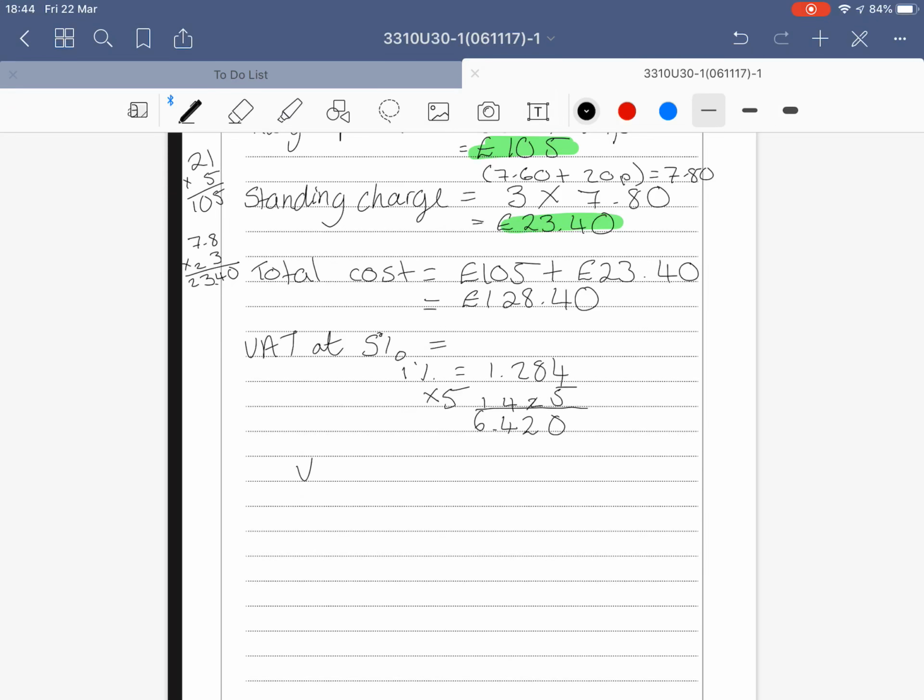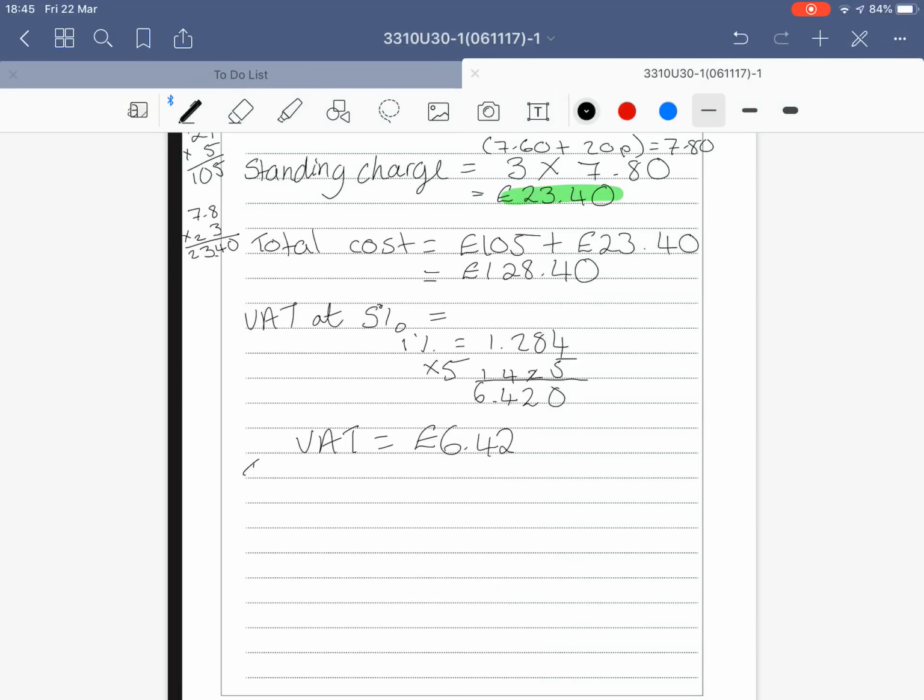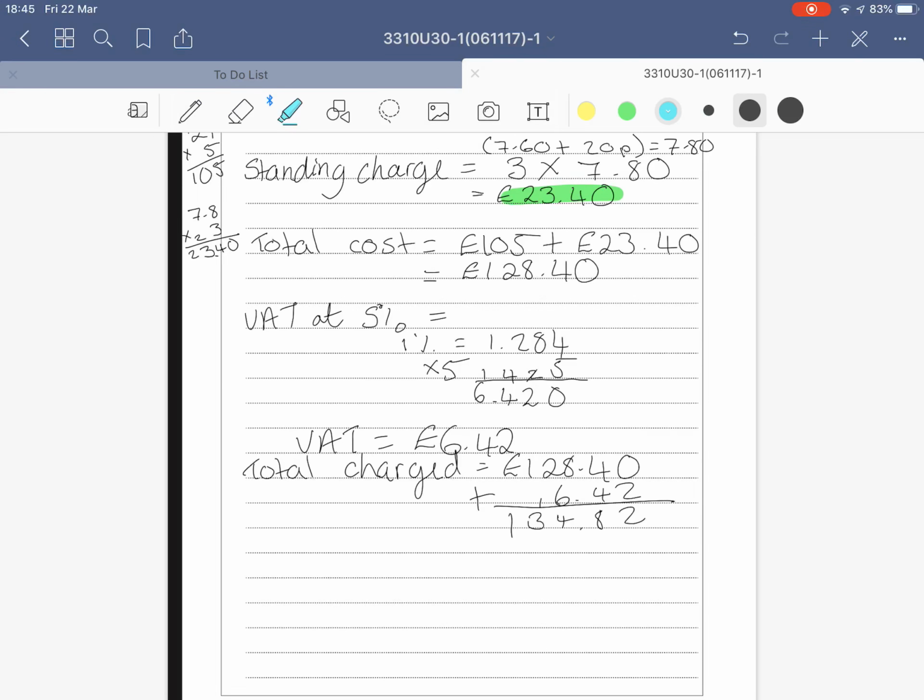So let me write that in. VAT is £6.42. So the total charged is going to be 128.40, add that VAT, 6.42. So it's 2, 8 there, 4, carry the 1, 3, 1. So that's how much she is going to be charged. That's her bill.